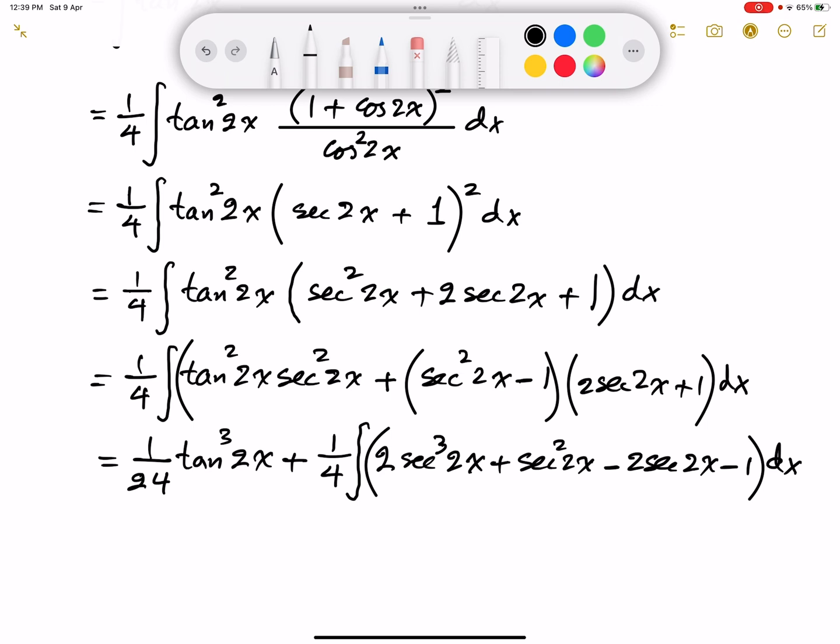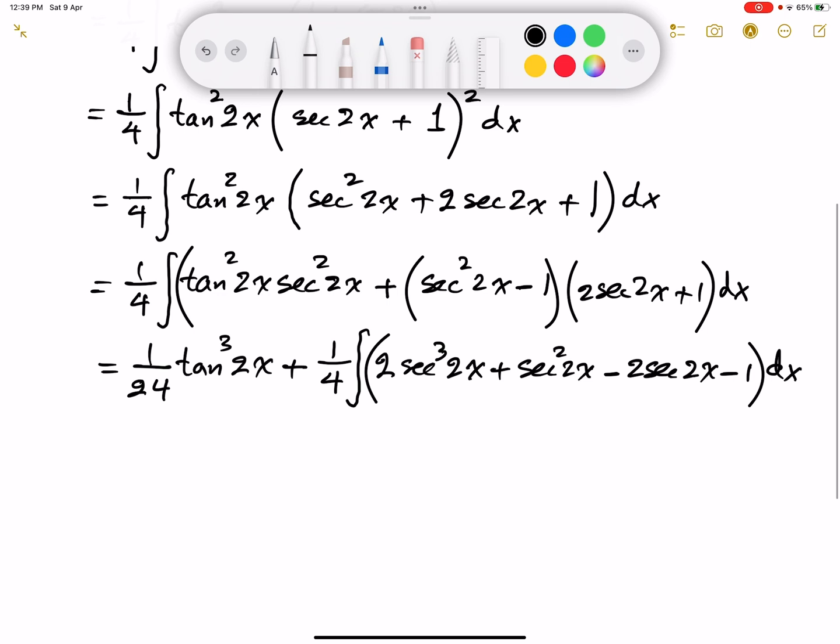Now we can notice that all the terms are easy to integrate. For example, the first term is secant cubed. That can be solved by integration by parts, and we can do it separately, but I will put the final formula here. Secant squared, of course, is going to give us tangent 2x divided by 2, minus 2 secant 2x, which is minus 2 divided by 2, which is minus 1, times the natural logarithm of the absolute value of secant 2x plus tan 2x, and of course minus 1 is going to give us minus x there.